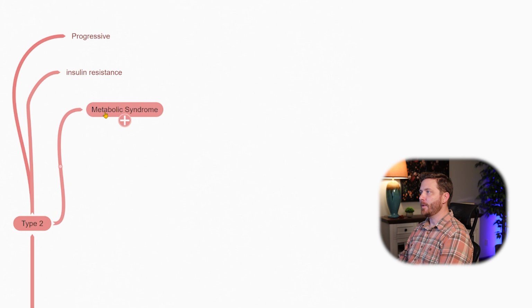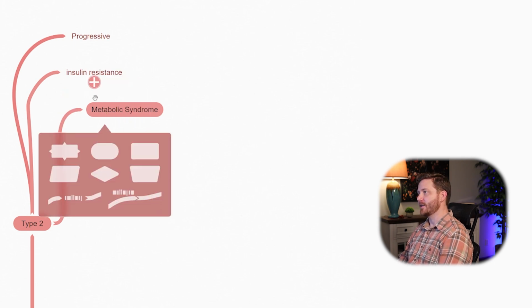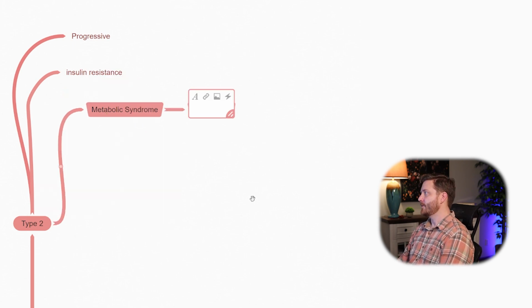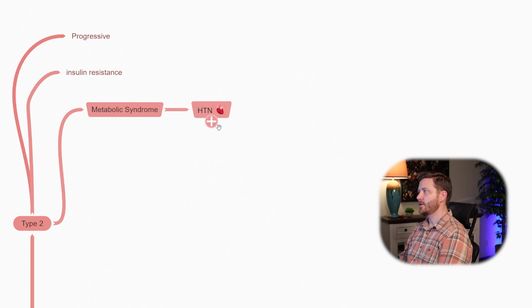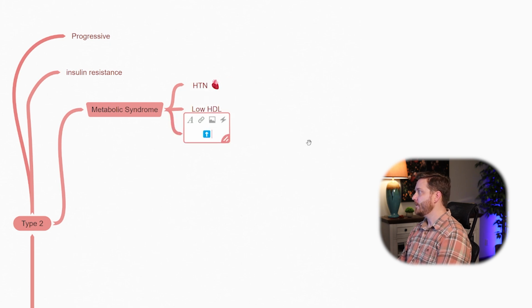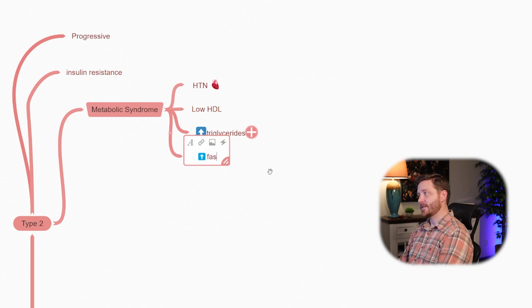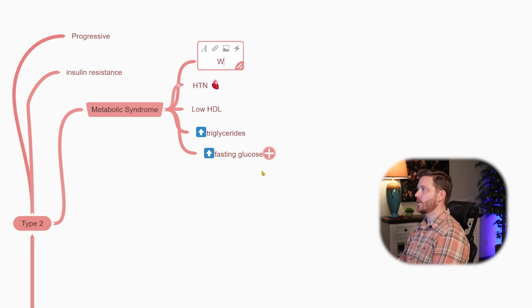All right, so here with metabolic syndrome, we've got 5 things that we really need to think about. And those are going to be our hypertension. Let's add in our heart here. Hypertension, low HDL, increased triglycerides, increased fasting glucose, and then also waist circumference.